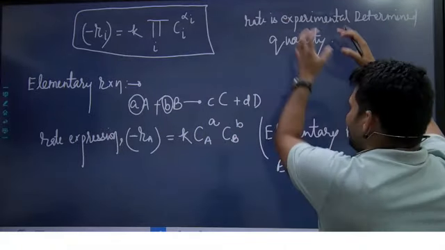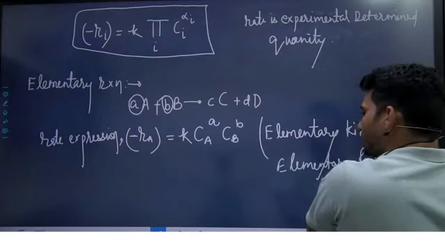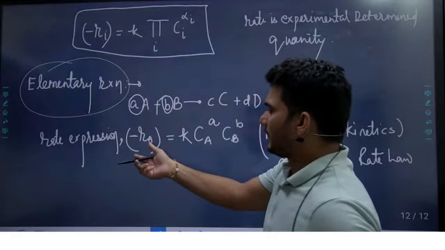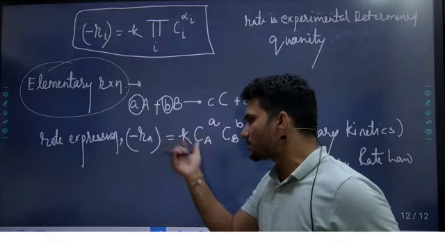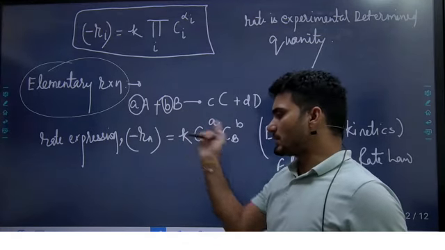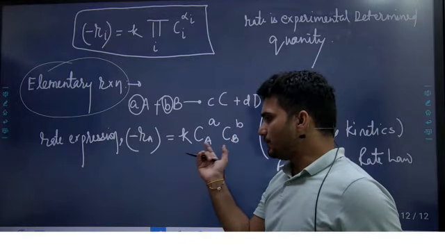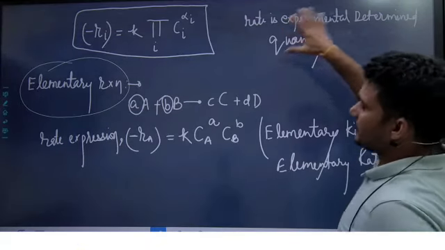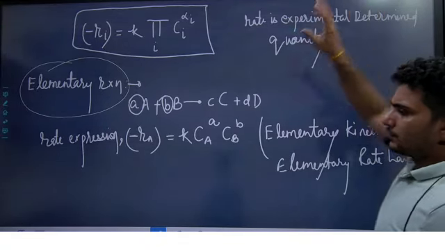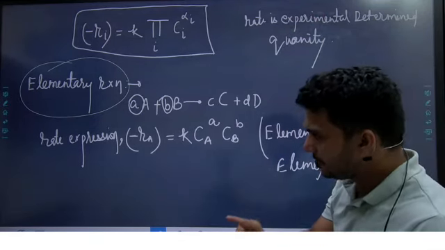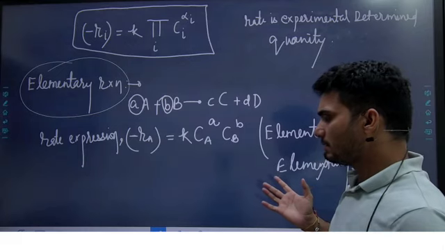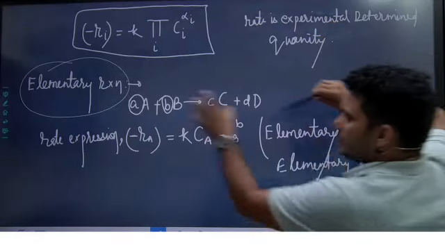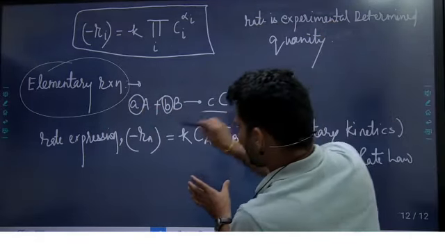So what do we find from the experiments? We find that for the reaction, the rate expression corresponds to the stoichiometric coefficient. Just try to understand, otherwise you will be confused. Rate is an experimentally determined quantity. So for any reaction you will find out the rate, and this is your rate expression.